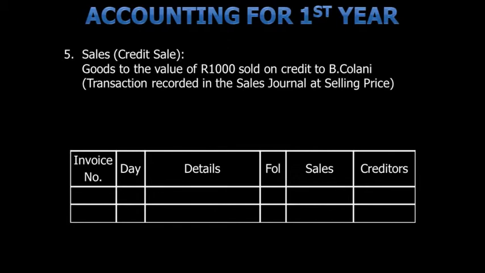Next, let's have a look at a credit sale. Goods to the value of 1,000 Rand are sold on credit to B. Kolani. This transaction will be recorded in the sales journal at the selling price.